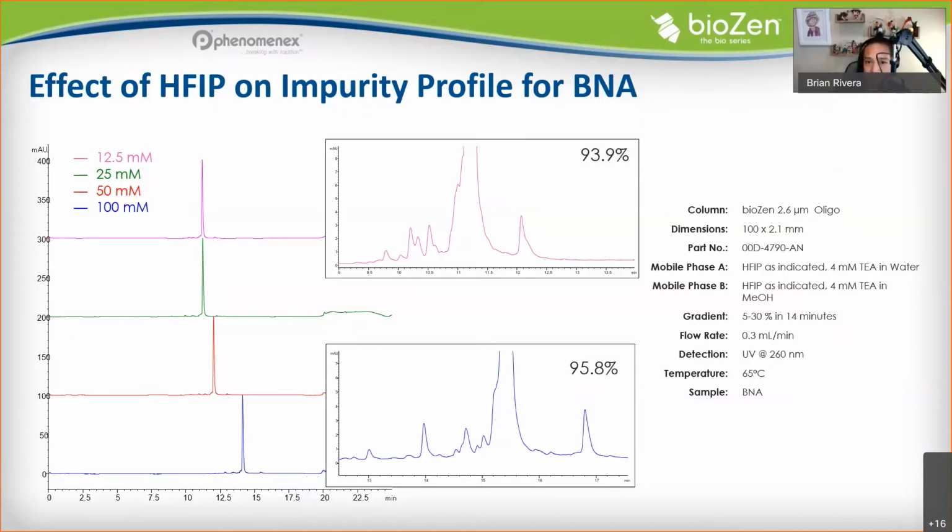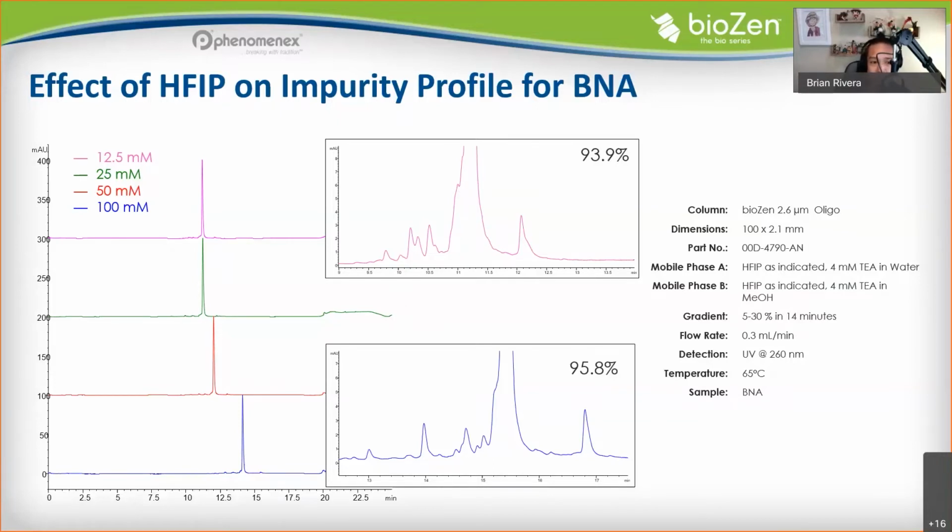But what we've seen in our method development and working with various different types of oligos is even less HFIP than that tends to work better. So if we look here at this BNA titrating concentrations now from 100 millimolar to 12.5 millimolar, you are definitely seeing that improved separation, and your impurity profile and your percent purities are actually slightly different by going down by that amount.